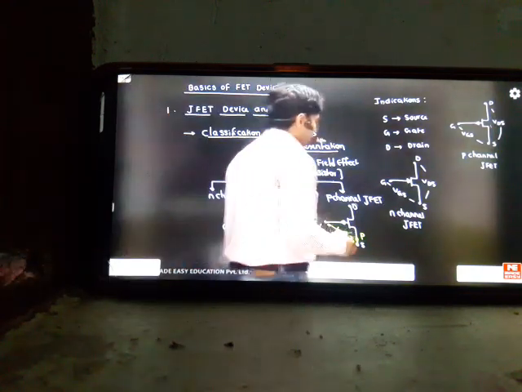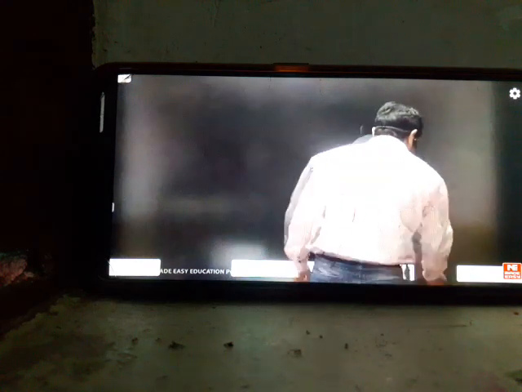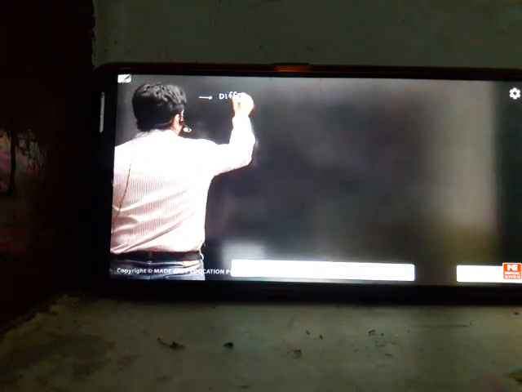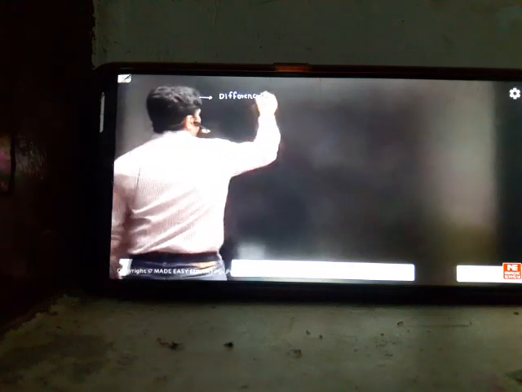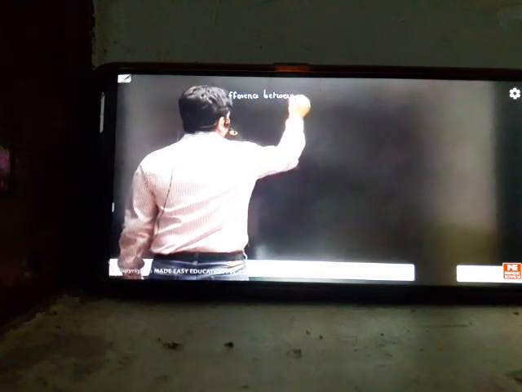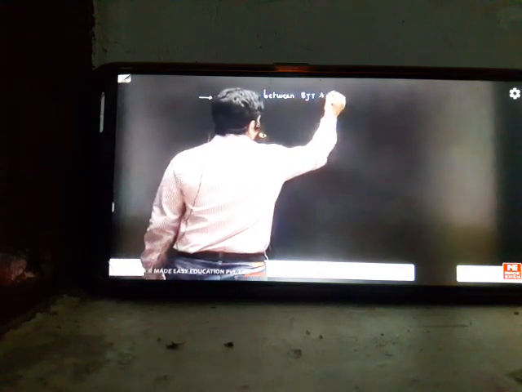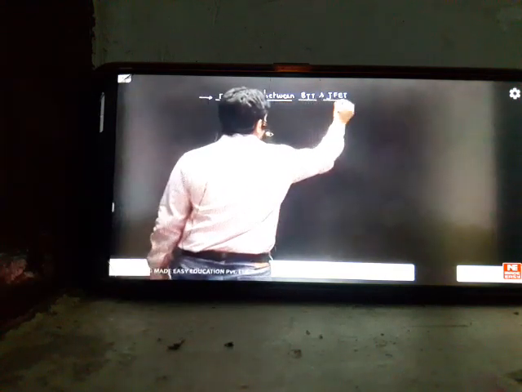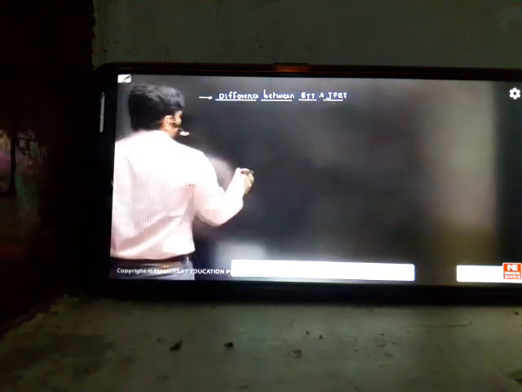So let us see the second topic, subheading 2. Next subheading, you write like this: the difference between BJT and JFET. This is very important to understand to start the class. What is the main difference? Difference between BJT and JFET. Where is the difference coming from? Just observe it.